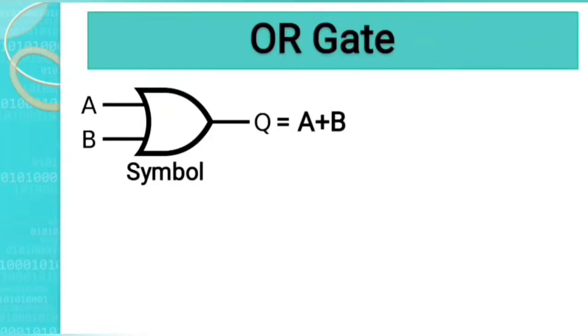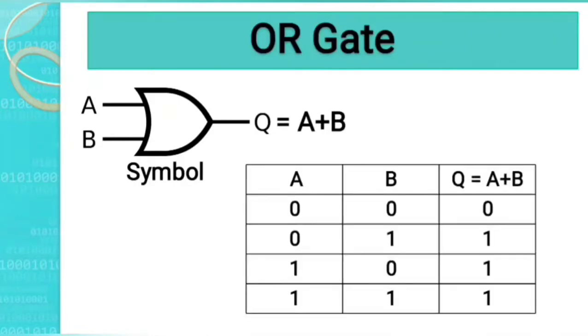OR gate performs logical addition which is known as OR function. Here A and B are inputs and Q equals A plus B is output. This is symbol of OR gate. Output of OR gate is low only when all inputs are low. If any input is high, output is high. This is truth table of OR gate.